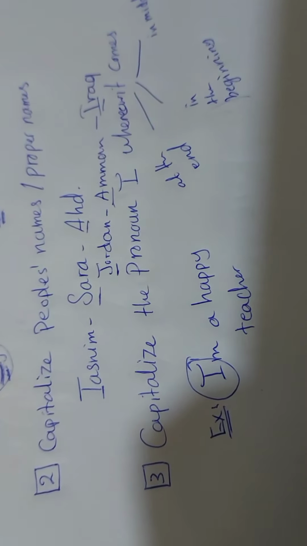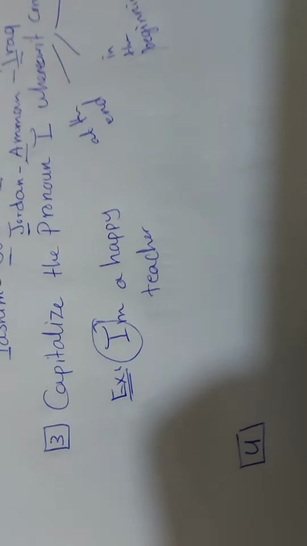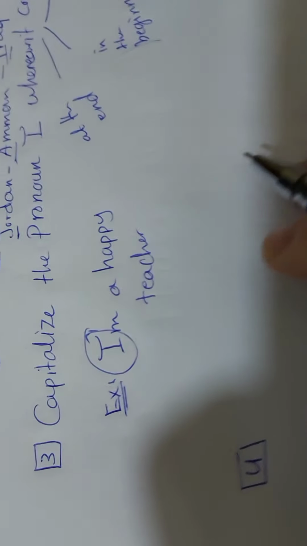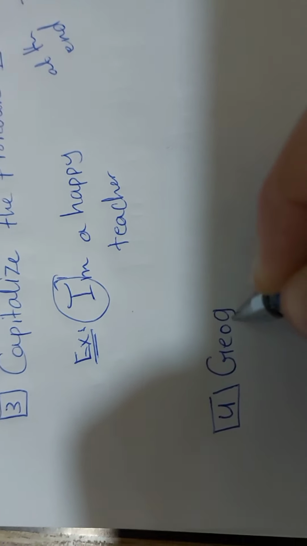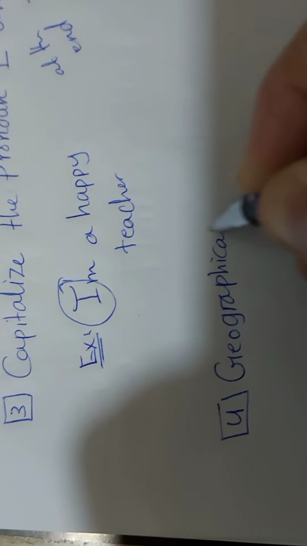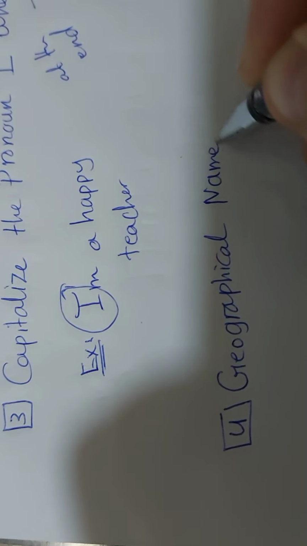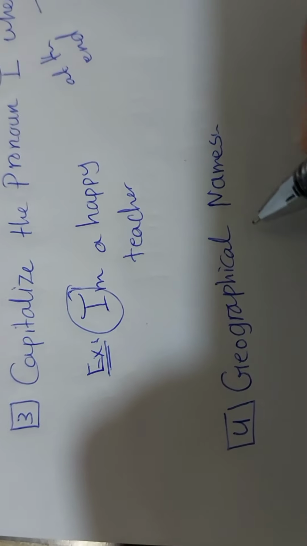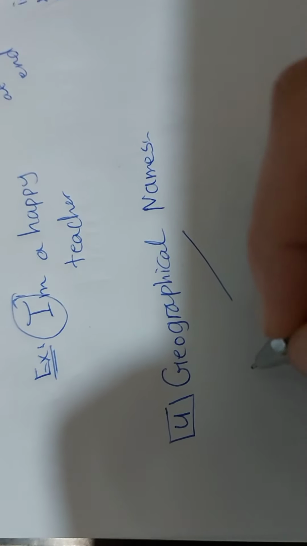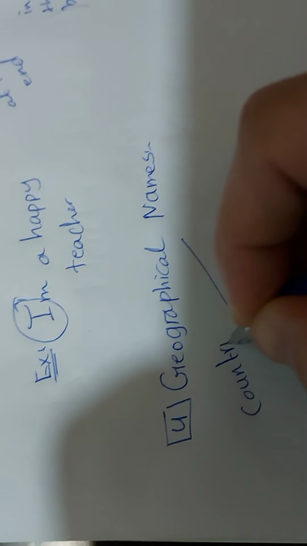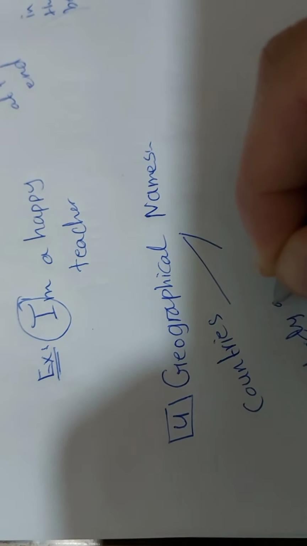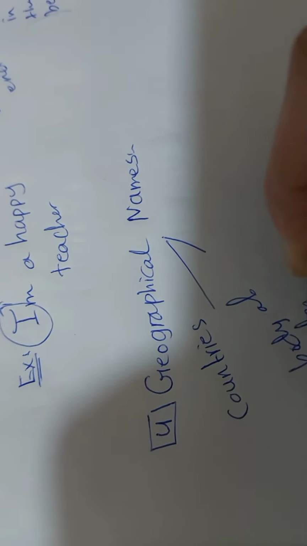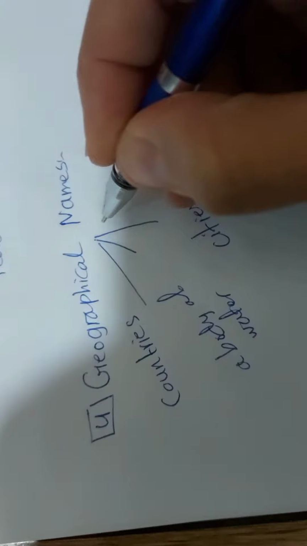Then let us together move to point number 4 about capitalization, that we must capitalize the geographical areas or the geographical names. Let me write it for you. Geographical names, what does it refer to, or what does it mean? Geographical names means the name of a country. So let me write here countries, a name of a body of water, just like rivers, oceans. Let's say cities, the name of cities, we also must capitalize them.